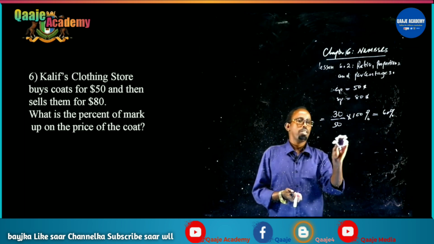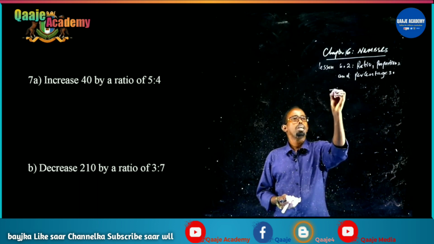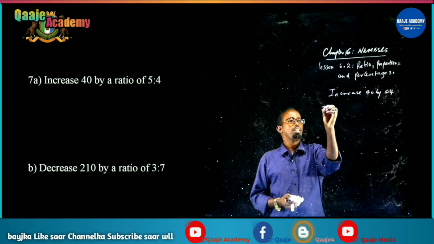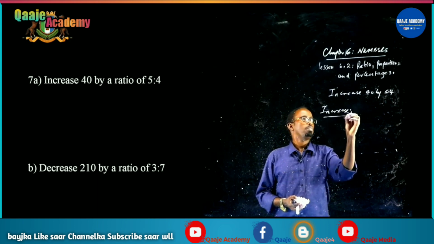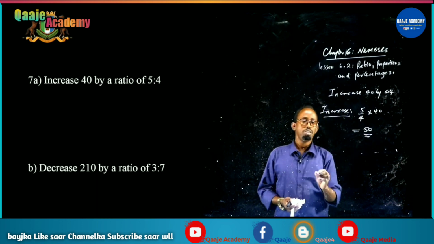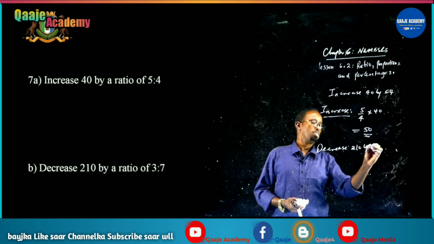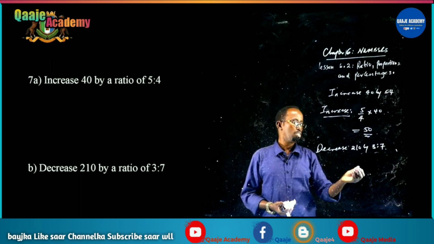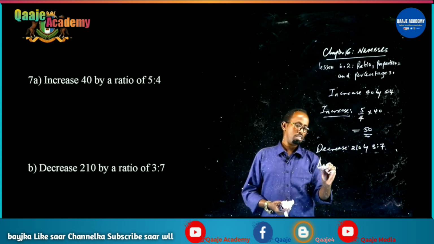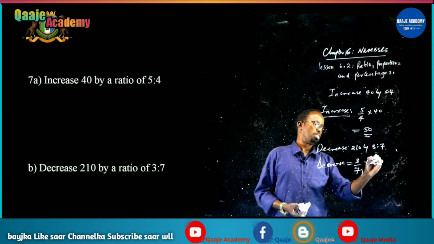Then increase 40 by the ratio 5:4. So increase, this will be 5 out of 4 multiplied by 40. This becomes 10 times 5, you get 50. The next one is decrease 210 by ratio 3:7. So when you're told to decrease, decrease means you use the smaller number. The increase, you use the greater number. That is 5, and this one I'll be using 3. So decrease will be 3 divided by 7 multiplied by 210. By 7, 1 by 7 is 30. 30 times 3, you get 90.